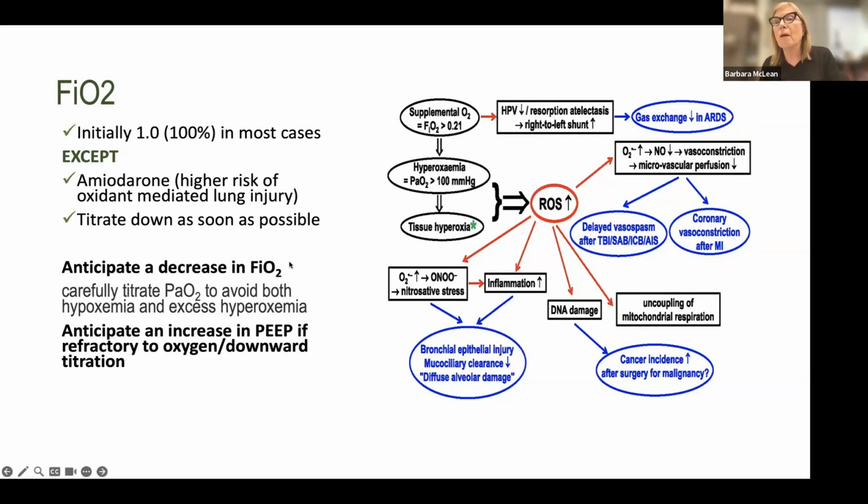decreasing FiO2 as soon as possible. So you can use your SAT. You're waiting for a blood gas. Maybe no one wanted a blood gas. They said, we're looking at the SAT. We need to titrate that FiO2 down.